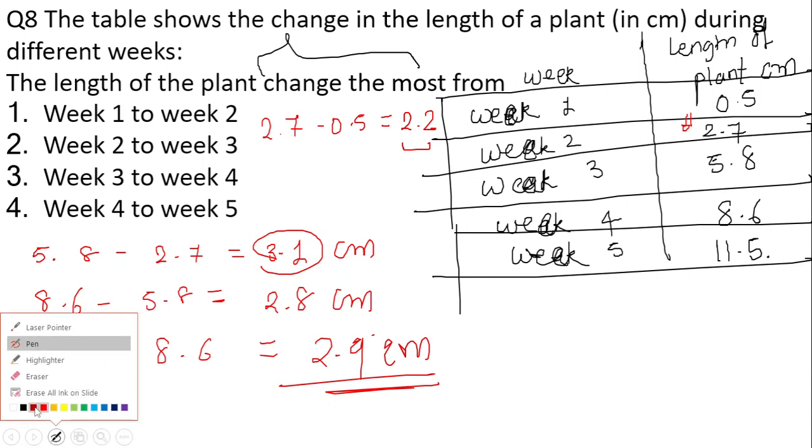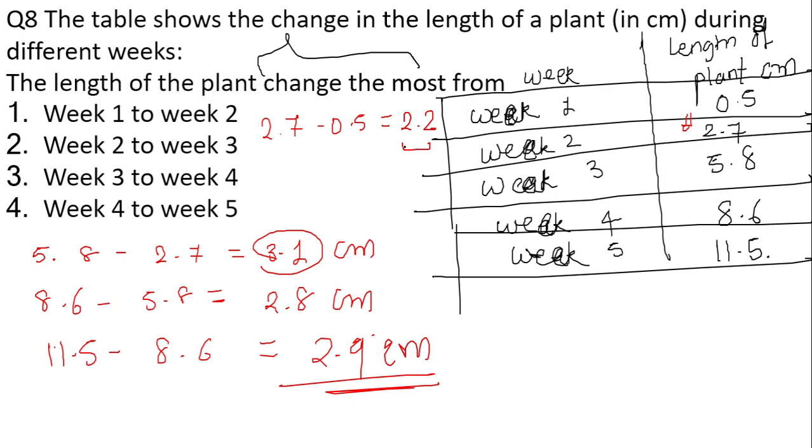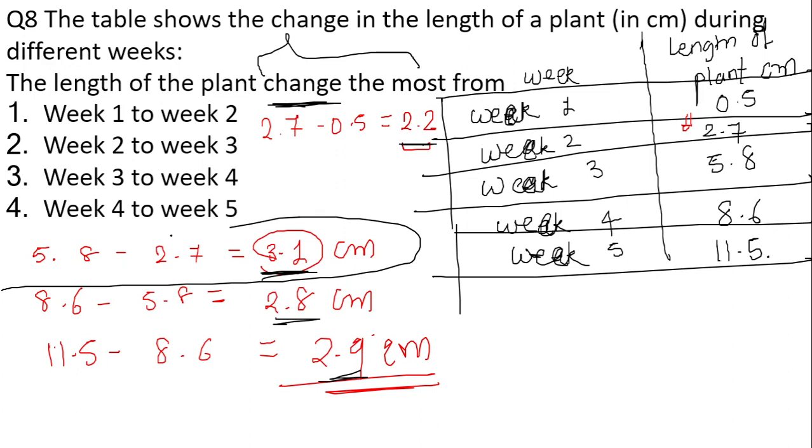What they have asked is in which particular week the plant is showing the maximum increase or maximum change. We can clearly see the differences here: 3.1, 2.8, 2.9 and 2.2. Here is the maximum increment of the length of the plant. So this is the correct answer. In between the week second and the week third, the plant is going to show the maximum increment in the length.